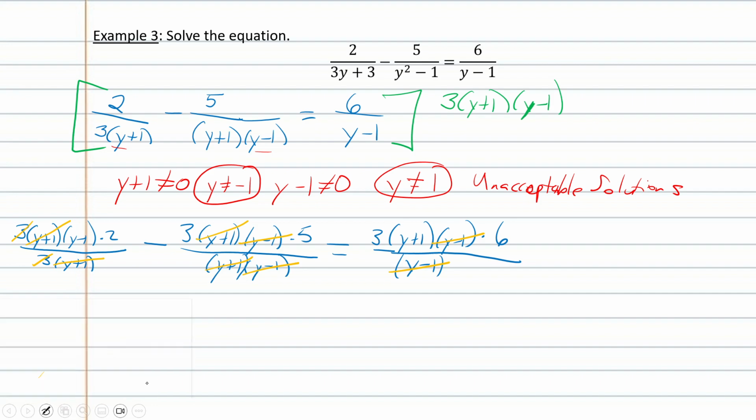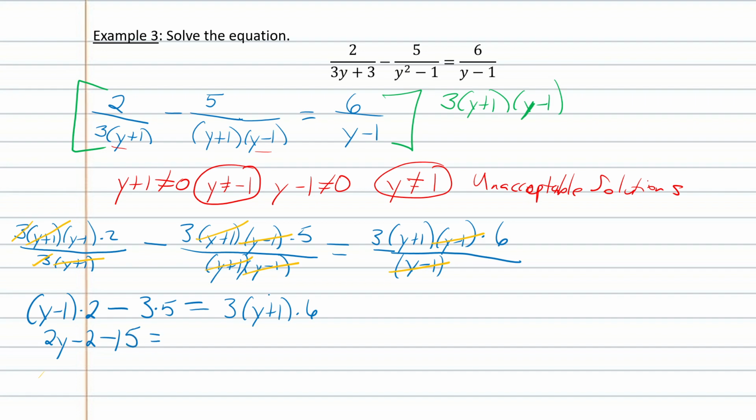Okay, well, let's do that. Now, here we're going to have a y minus 1 times 2 minus 3 times 5. 3 disappeared. Equals 3 times y plus 1 times 6. Now let's do some simplification here. I'm going to have to distribute the 2 here to the y. So it'll be 2y minus 2. 3 times 5 is 15, so it'll be minus 15.